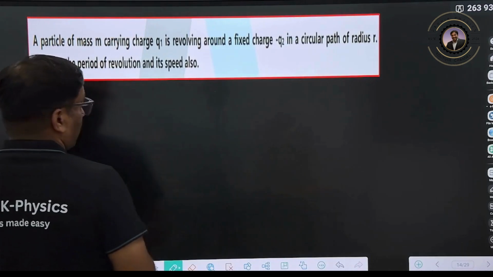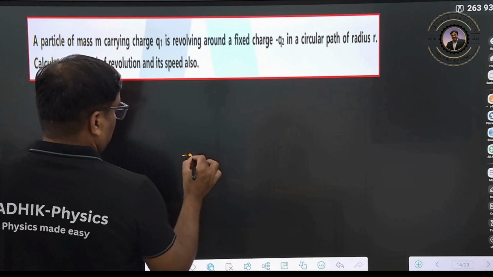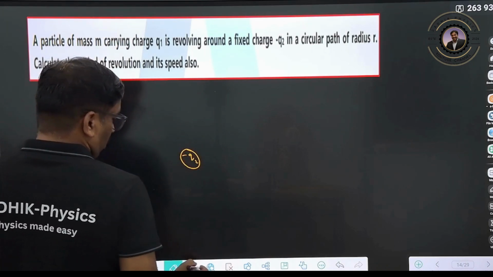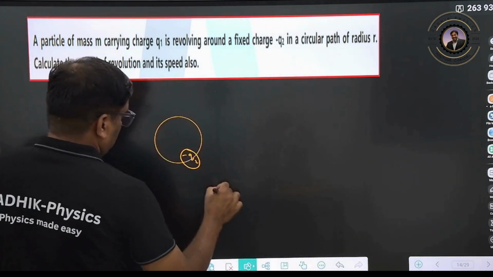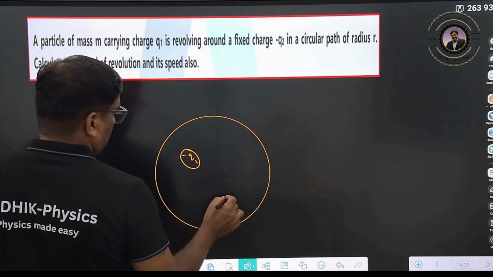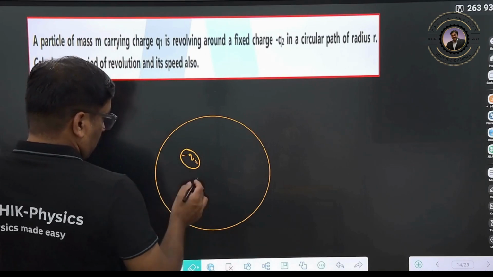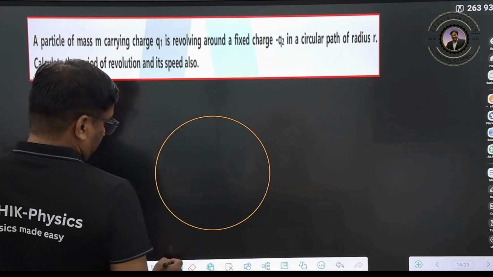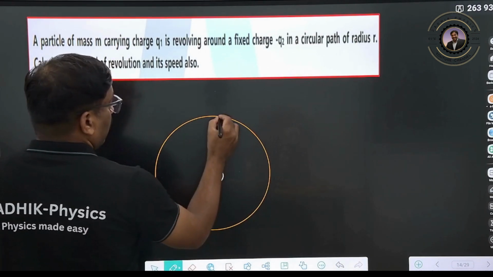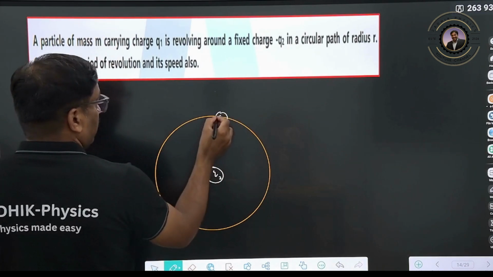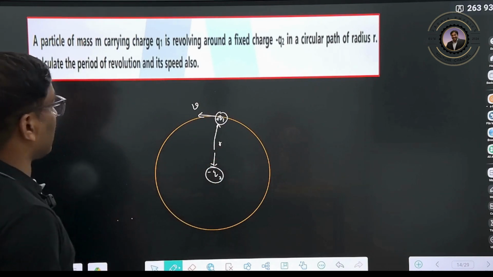Here this is also one important question. So there is a minus q1, and q2 is there. So this is fixed. Here one charge is revolving around this one. Therefore it will be minus q2. Clear? Here q1 is revolving with some speed, at a distance r from this one. Clear? So we want to calculate the time period.